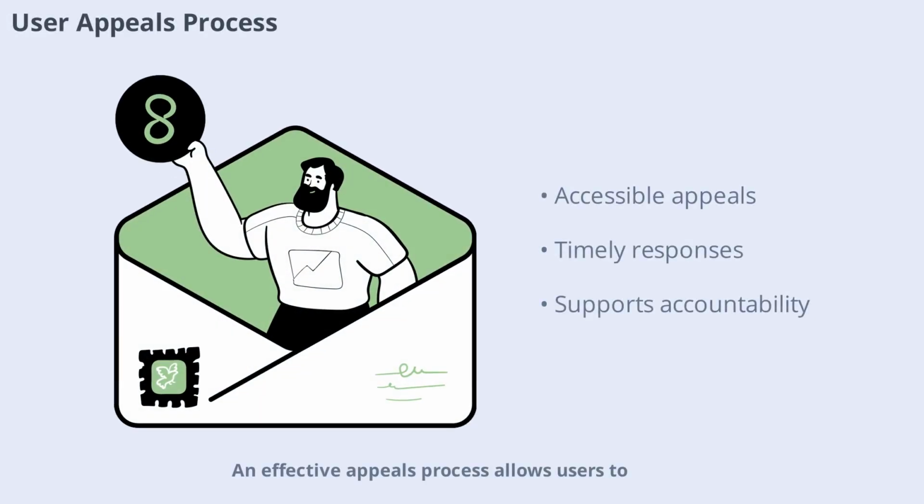An effective appeals process allows users to challenge moderation decisions they believe are unfair. This process should be accessible, timely, and transparent. By providing a way for users to seek redress, platforms demonstrate their commitment to fairness and accountability. Appeals also help identify and correct mistakes, improving the overall moderation system.